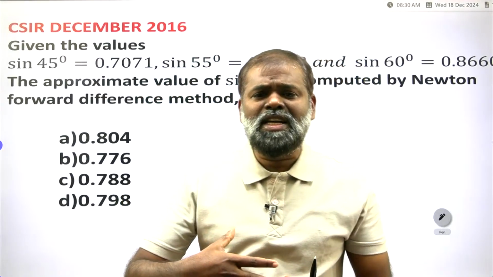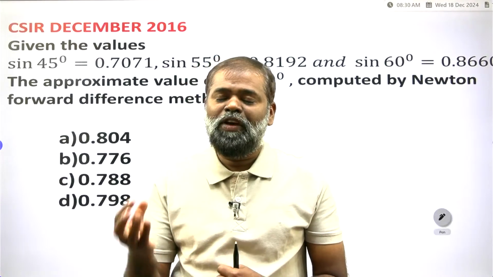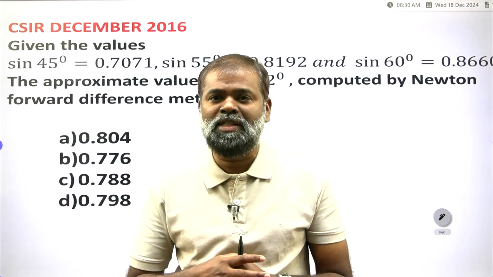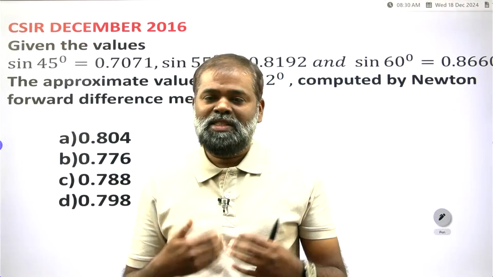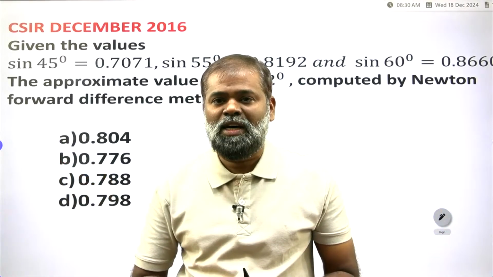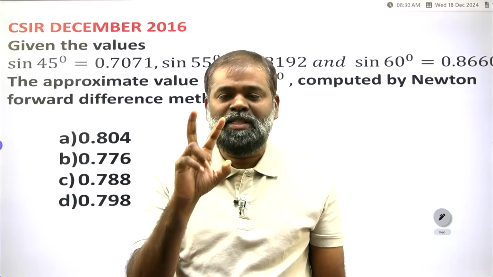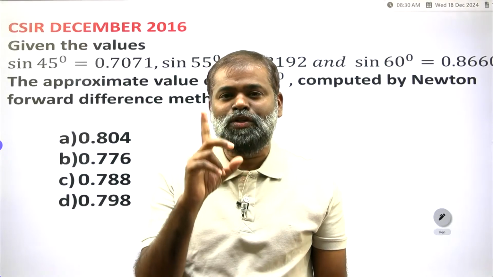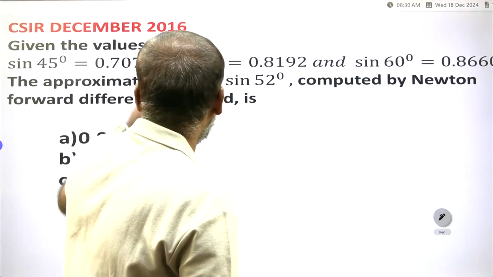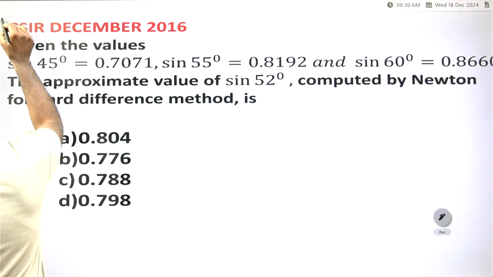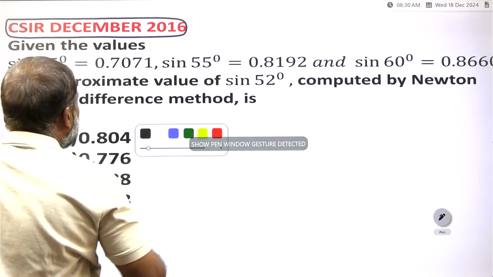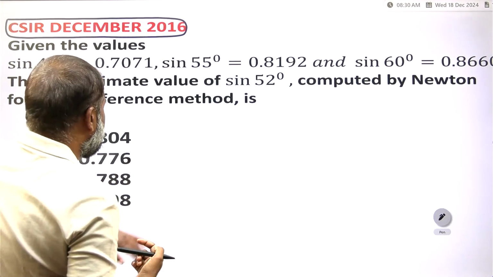For finding interpolation and extrapolation, we have many methods: Newton forward difference table, Newton backward difference table, central difference table, Stirling's formula and Bessel's formula. Many formulas are there. But according to your syllabus, for interpolation and extrapolation, I took one question based on the CSIR. This question was asked in CSIR December 2016. So first you have to see the question.